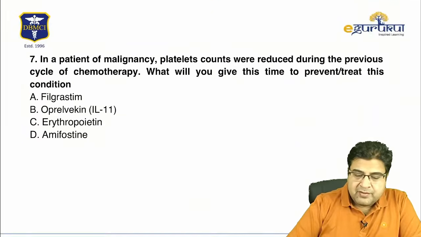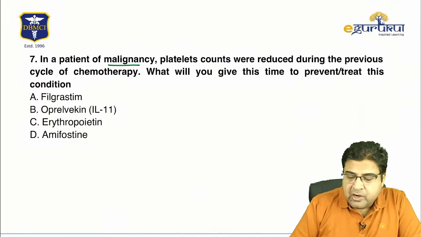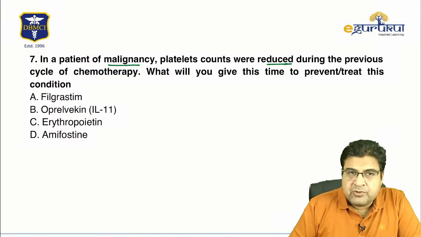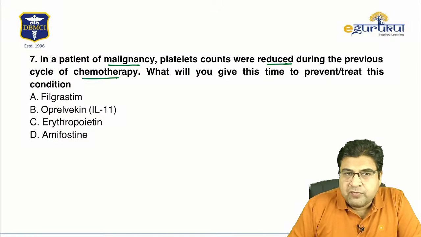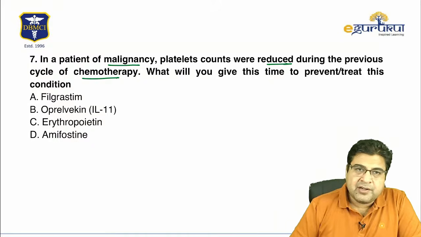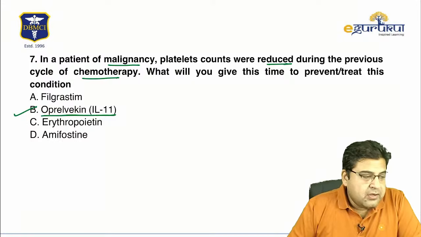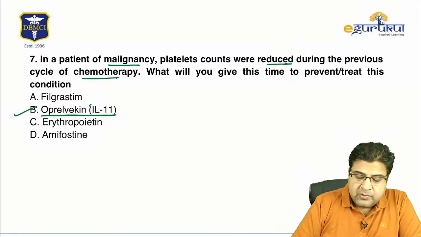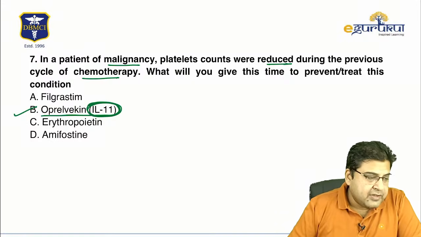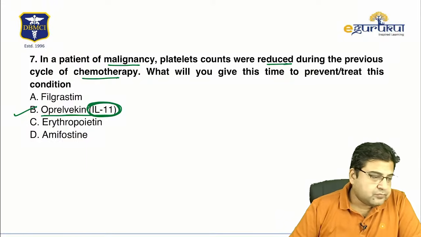Now question number 7, in patients of malignancy, platelet count is reduced. So platelet count is reduced because of the chemotherapy cycle. So which medicine is given to increase the platelet count? So guys, natural growth factor of platelet is oprelvekin. Natural growth factor of platelet is interleukin 11. Right? So why not D?